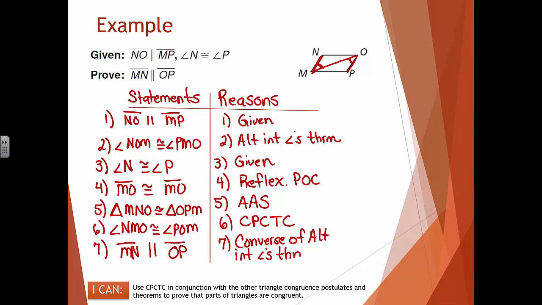So that one had one more step. First, we had to prove that triangles were congruent. Then we had to use CPCTC, and then after that, we had to say that they were parallel by the converse of the alternate interior angles theorem.